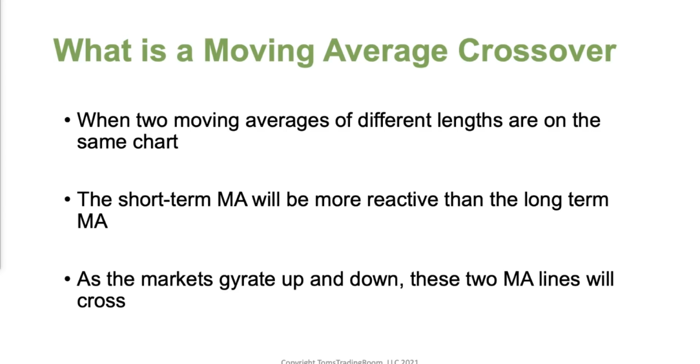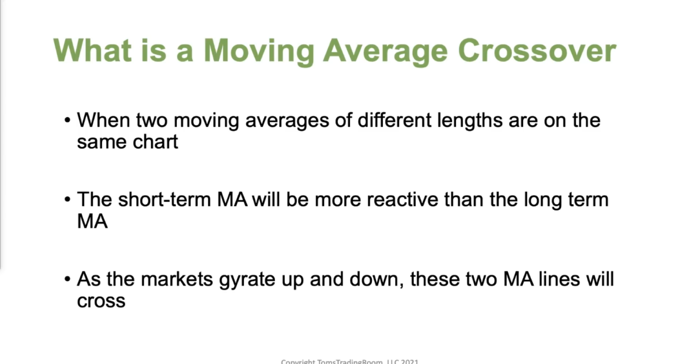A moving average crossover is when you use two different time frames of moving averages. The shorter term is going to be more reactive to the stock than the longer term moving average. And over the long term, as these gyrate up and down, these two moving average lines will cross and actually create interesting buying and selling opportunities.